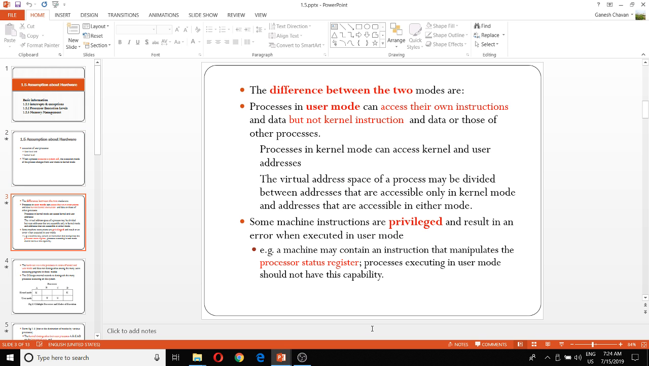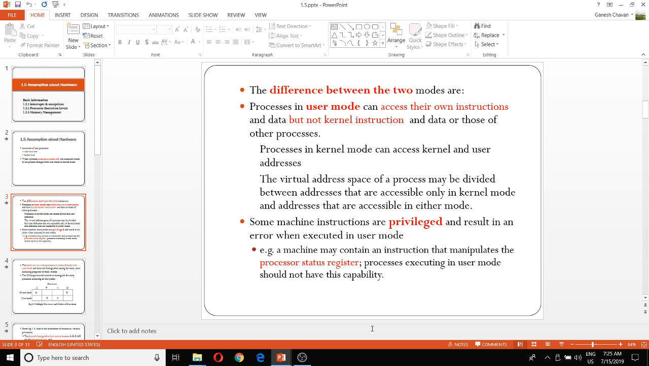Next, the difference between the two modes: processes in user mode are able to access their own instructions and data, but not kernel instructions and data or those of other processes. Processes in kernel mode can access kernel and user addresses. The virtual address space of a process may be divided between addresses that are accessible only in kernel mode and addresses that are accessible in either mode.